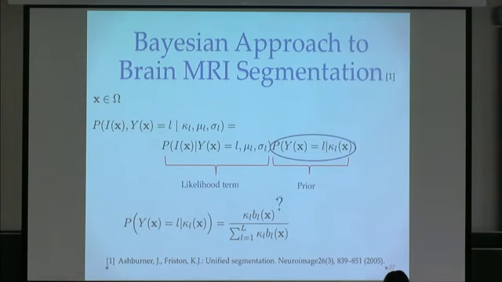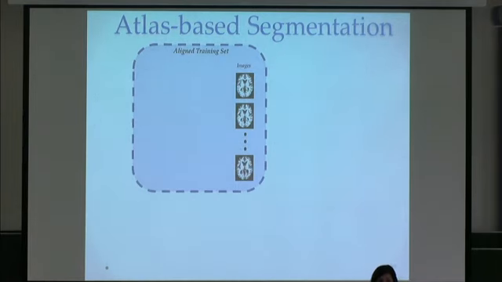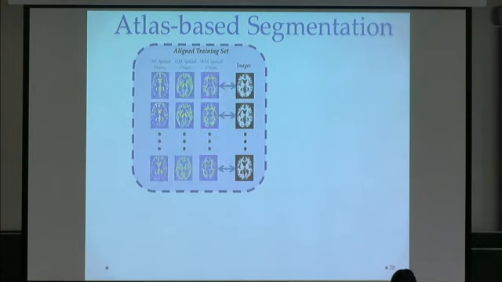How do we get that? A common way to do so is to construct an atlas. People take a training set of images, 3D brain images, and hopefully with a clinical expert, they can have a segmentation of the image into the region of interest.